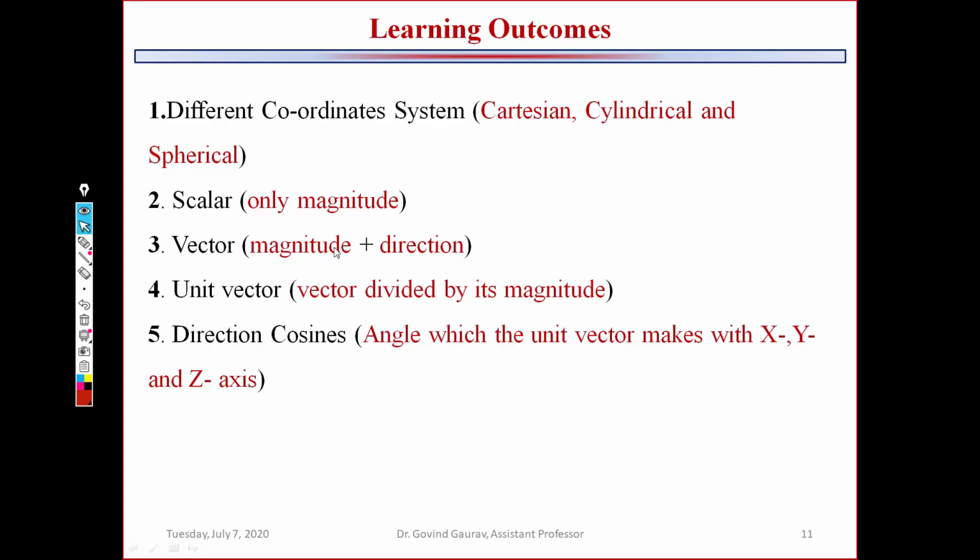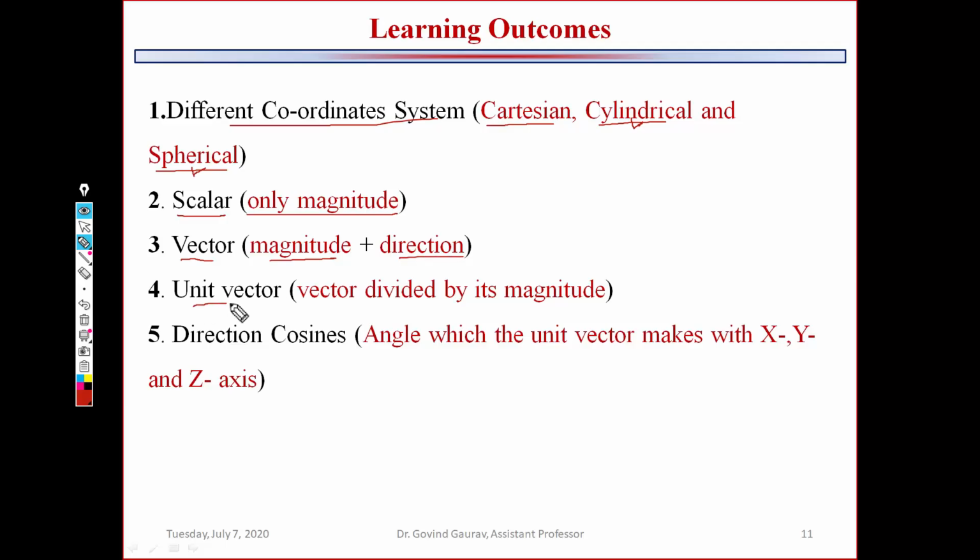The learning outcomes for this session are: we have studied the different coordinate systems, the Cartesian, the cylindrical, and the spherical coordinate systems. The cylindrical coordinate system as well as the spherical coordinate system are also known as the curvilinear coordinate systems. Next, we have studied scalar quantities. We define scalar quantities with only the magnitude. They do not require any direction. Vectors are the quantities which have both the magnitude as well as the direction.